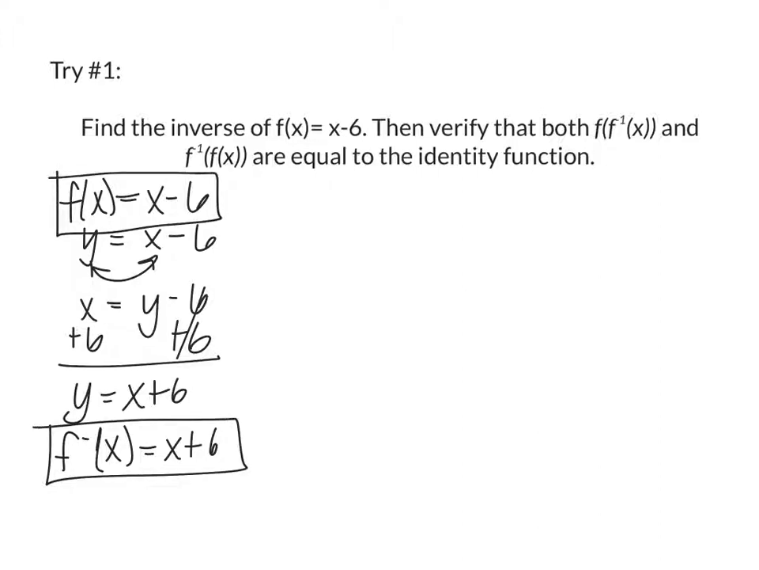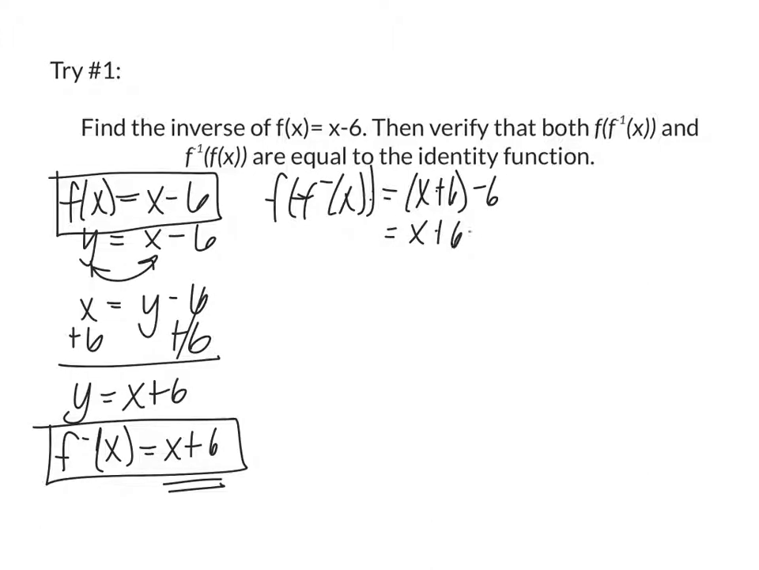Okay, now we're going to take those two functions and compose them into one another. So if I do f of the inverse of f of x, sorry guys, my pen is a little off, putting the inverse into my function, that would give me x plus 6 and then minus 6. Again, x plus 6 minus 6, the 6's will cancel to give me just x.